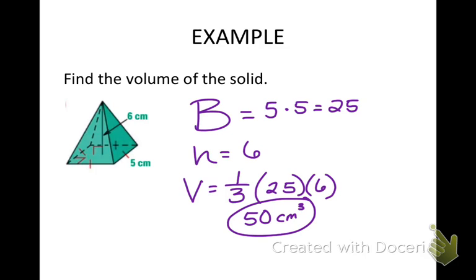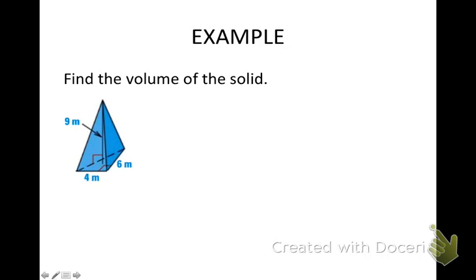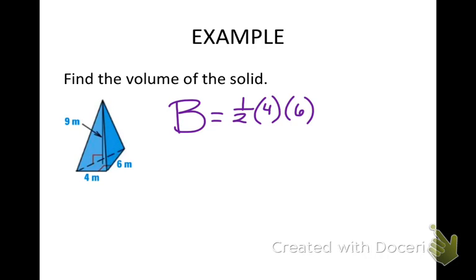Okay. All right. Next shape is still a pyramid. What is your base shape now? The bottom is no longer a square. What is it? A triangle. So when my base shape is a triangle, I have to do 1/2 base times height. What is the base of the triangle? 4. What is the height? 6, of just the triangle.